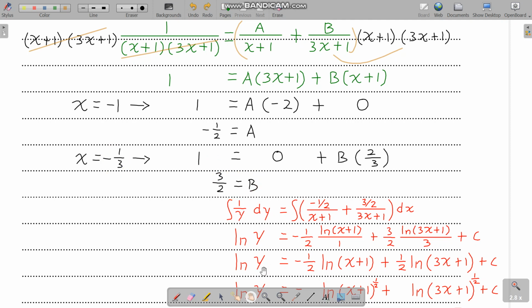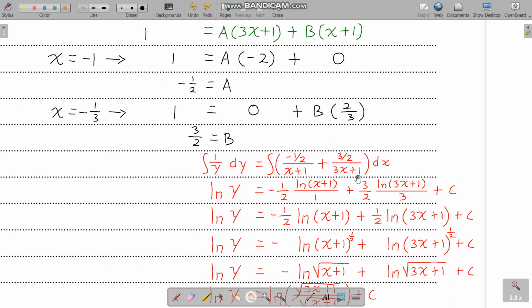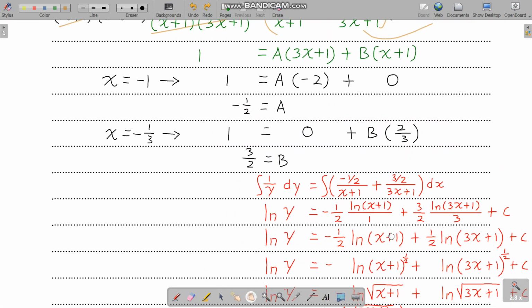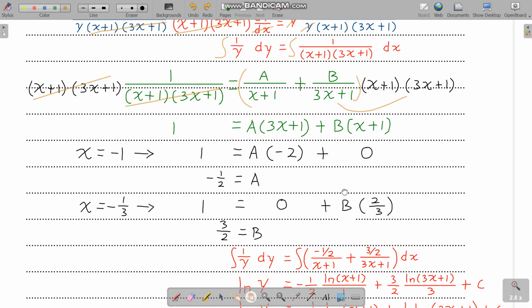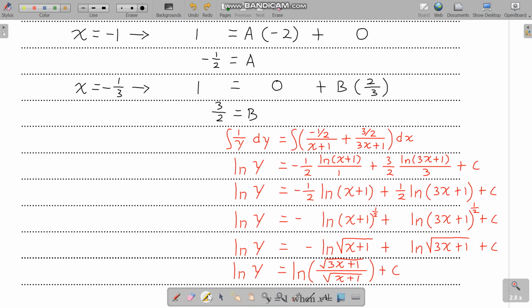Now we're going to express this 1 over (x plus 1)(3x plus 1). Here we split it, we use partial fractions, A over x plus 1, B over 3x plus 1, and we know the A and the B. Okay, now we can integrate everything. I didn't put it here, but we use the integral of 1 over x equals ln x. That's the MF19 formula. So the integral of 1 over is ln.